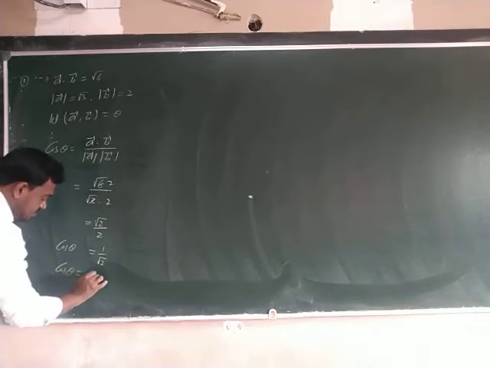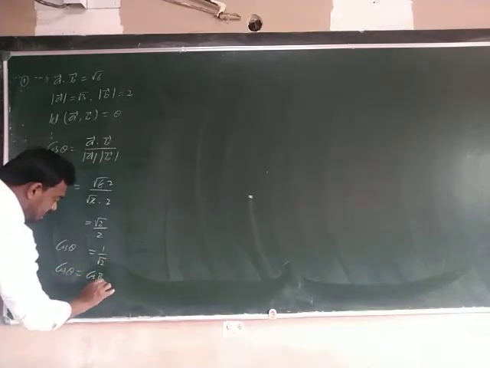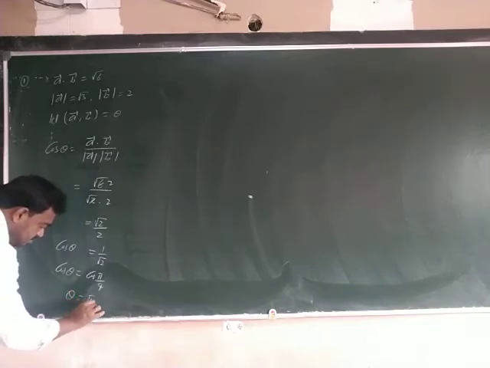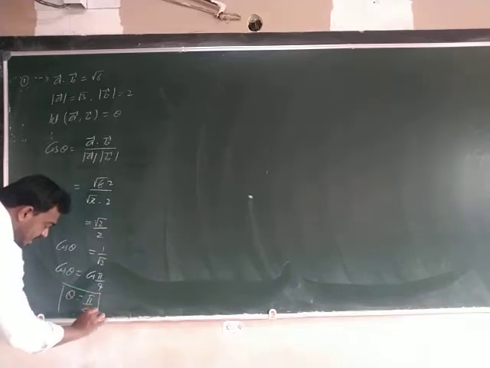So cos theta is equal to 1 by root 2, which is cos pi by 4. Therefore theta is equal to pi by 4. The angle between the vectors A and B is pi by 4. This is the solution.